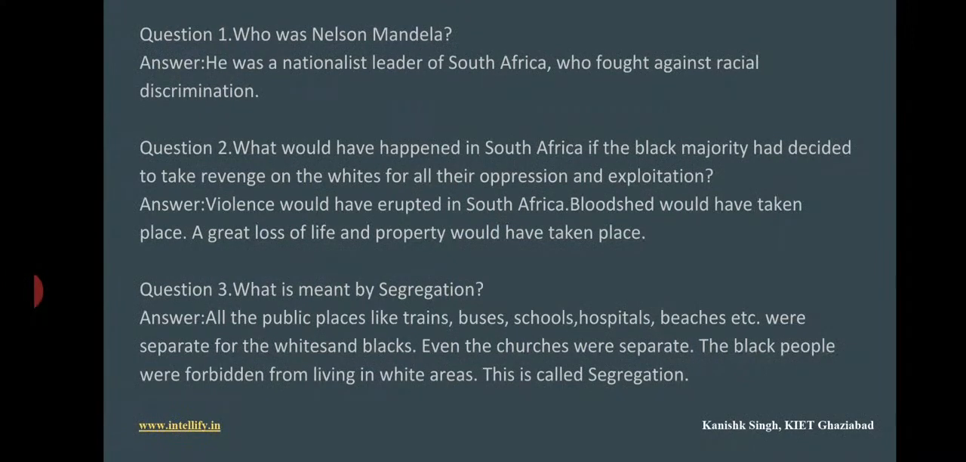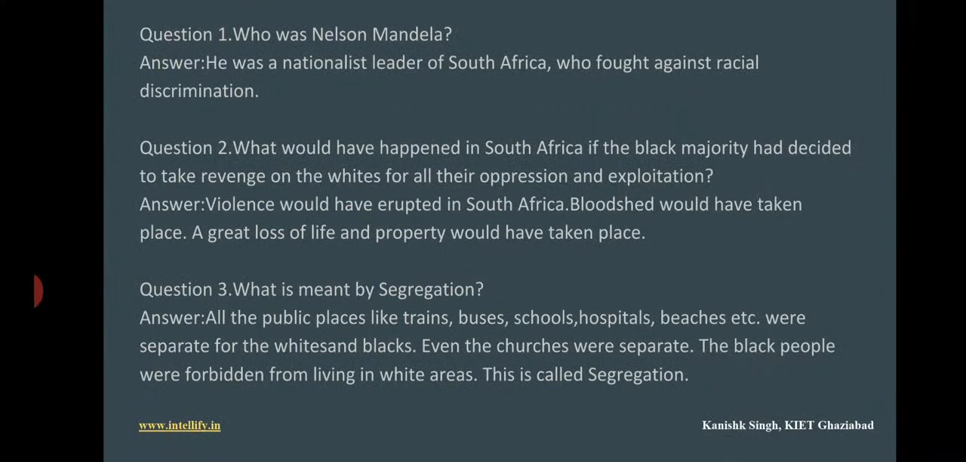Question 2. What would have happened in South Africa if the black majority had decided to take revenge on the whites for all their oppression and exploitation? Since we know the blacks consist of more than 80% of the people in South Africa, and like India, British rulers invaded. First of all, they went to South Africa to do some trade, but then they took advantage and just started ruling people, right? As we all know, so what would have happened if the 80% majority had used violence against them?